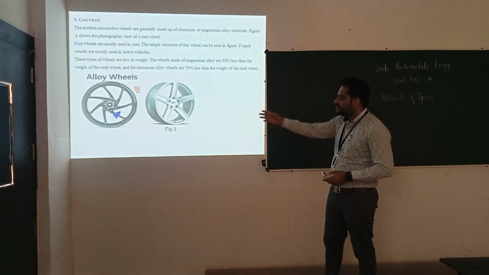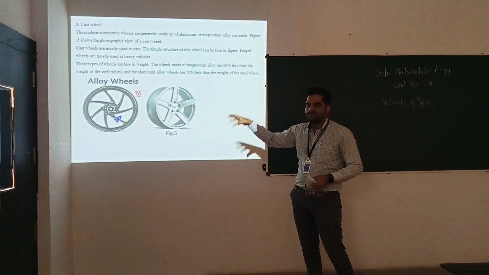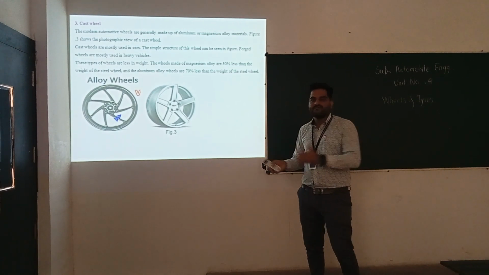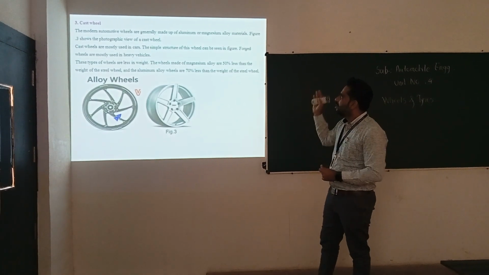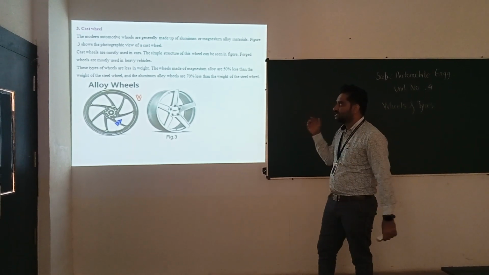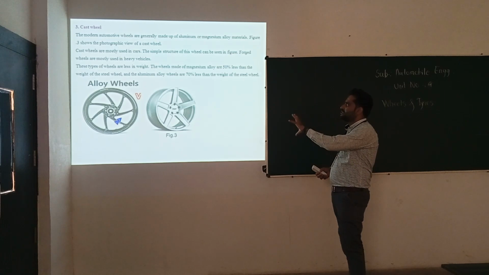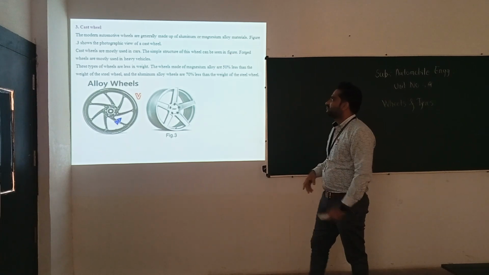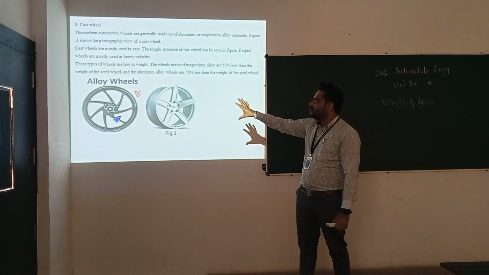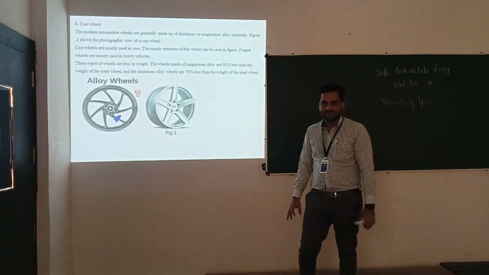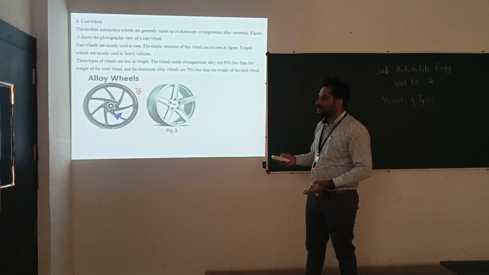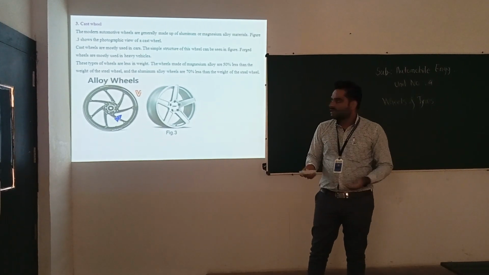Figure 3 shows the construction of the cast type of wheel. It is generally prepared with the help of aluminium casting or magnesium alloy casting. Cast wheels are mostly used in cars. The simple structure of these wheels can be seen in figure 3. Forged wheels are mostly used in heavy vehicles, while cast wheels are generally used in lighter vehicles.